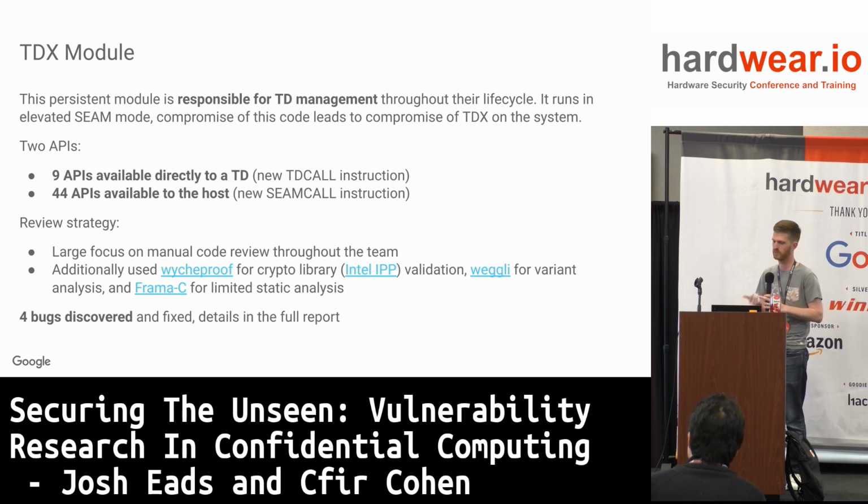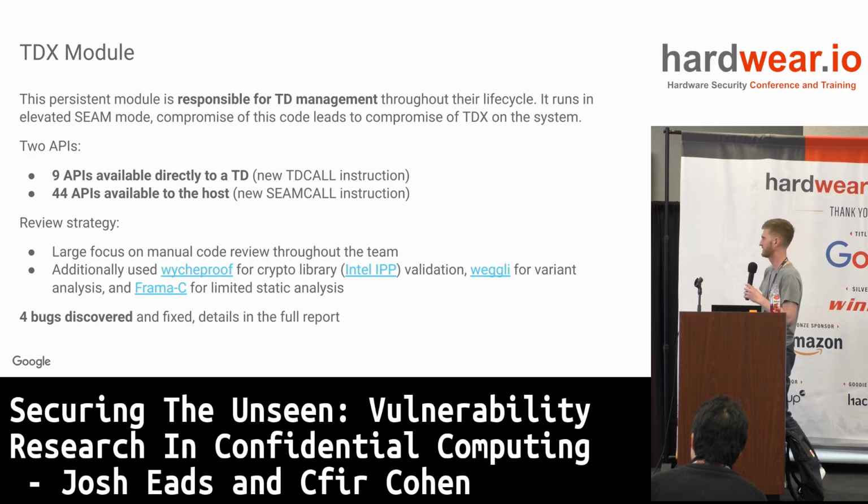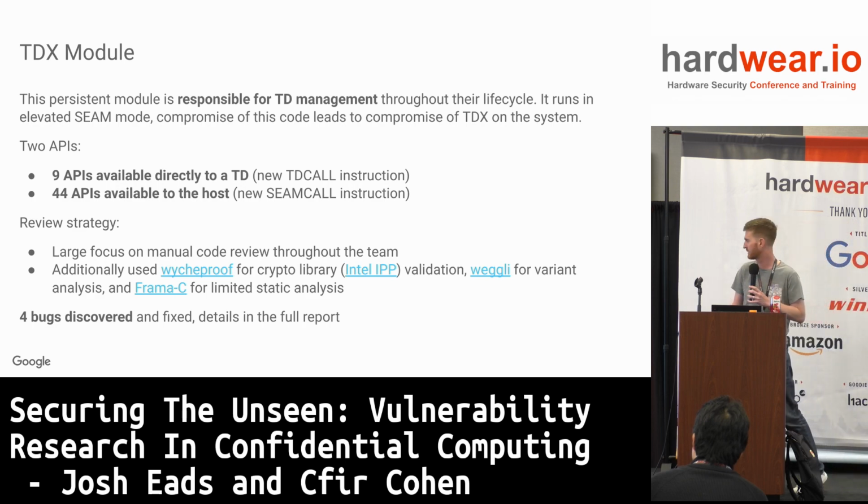We used a mixture of manual code review. I think Cfir mentioned before we used Wycheproof to do some crypto validation. We used Weggli for variant analysis, and Semgrep to do some limited static analysis as well. There's 4 bugs that we found, and I'm not going to talk about them today because there's just not enough time, but if you look up the report, you'll find them.